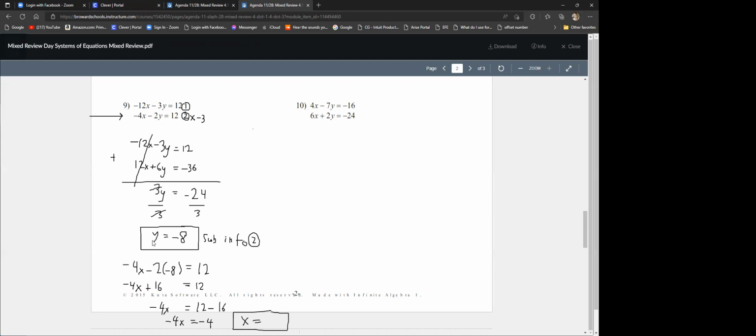What's negative 4 divided by negative 4? One. Negative 4 divided by negative 4 is 1. What's the ordered pair? 1, negative 8. There's your ordered pair. 1, negative 8.